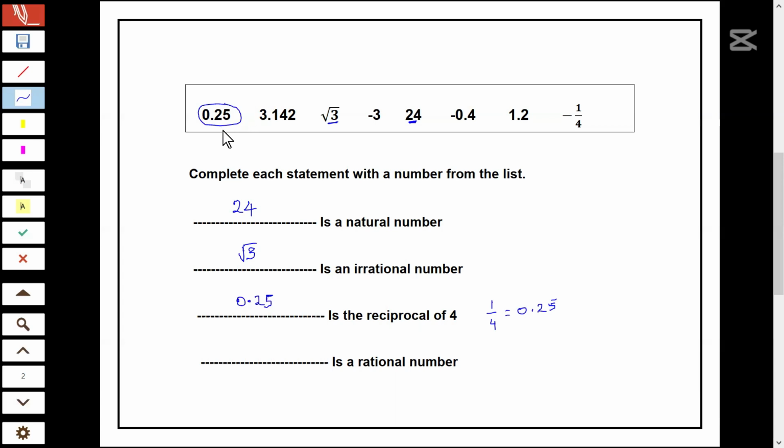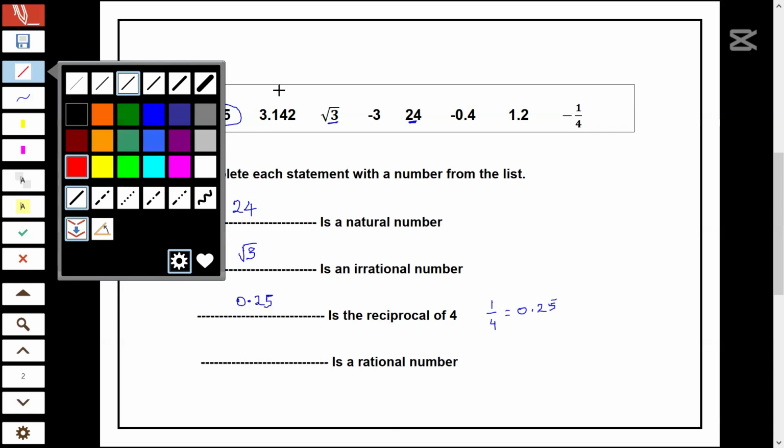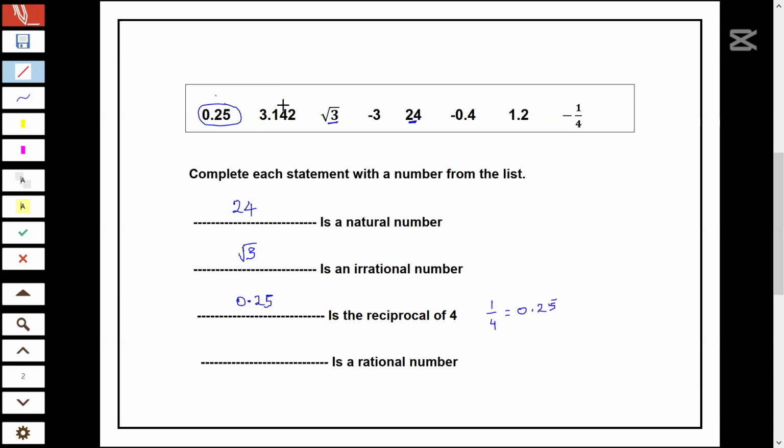0.25 in fraction is 1 over 4. So 0.25 is a rational number. Now 3.142 is also rational. Root 3 is not rational. Negative 3 is rational. 24 is rational. Negative 0.4 is rational. 1.2, yes. And then we have negative 1 over 4.